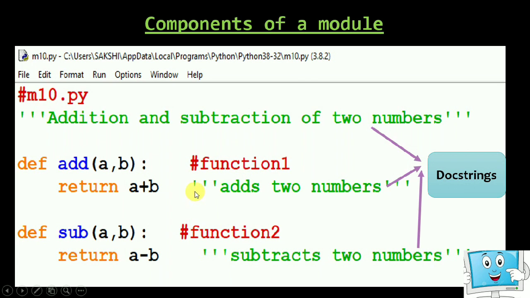Components of a module comprise the functions. They comprise the docstrings, that is the ones written in triple quotes. This one and this one. These three are our docstrings. This is the name of the module. If we have taken any variable whose value is fixed, that will be taken as a constant. So these are the components of a module.